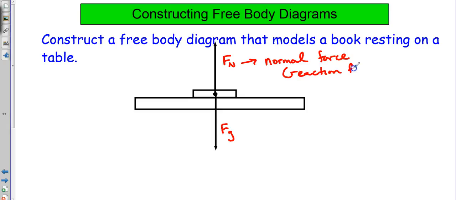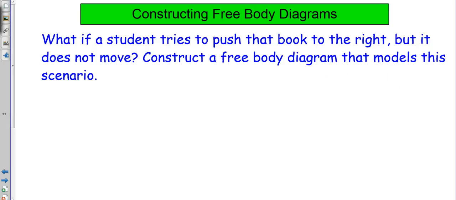Reaction force due to gravity. All right, so there's our free body diagram. This is really all there is to it. There are only two things acting on this particular object, so we label those two things, use that center point there, and all of our forces stem from that center point.